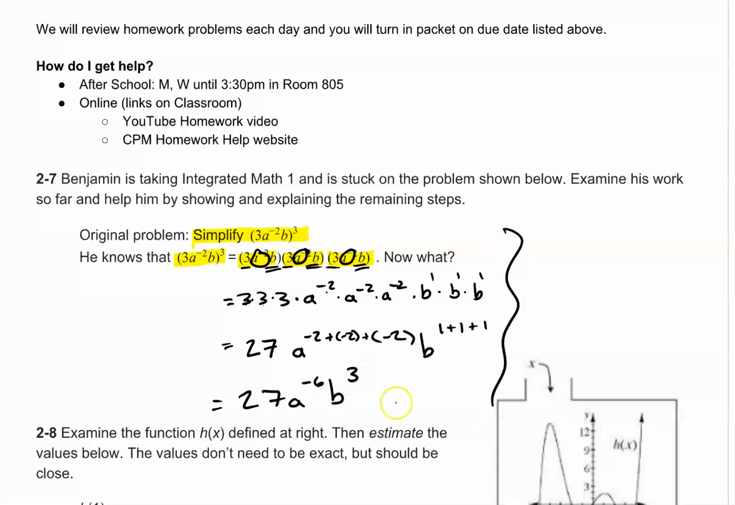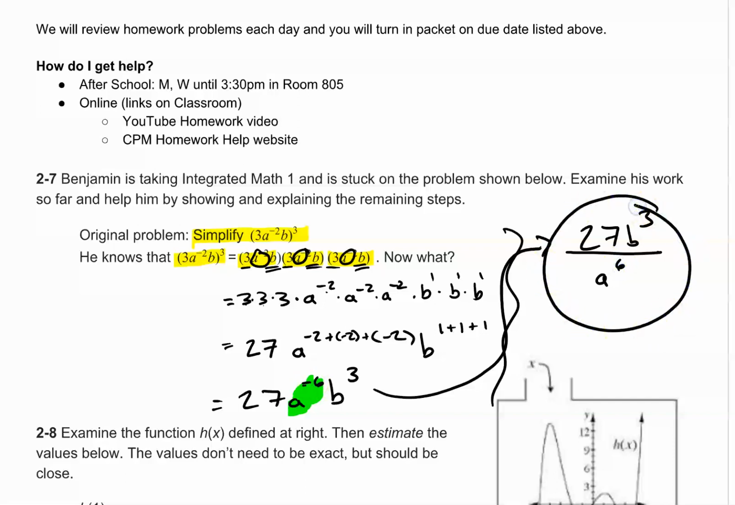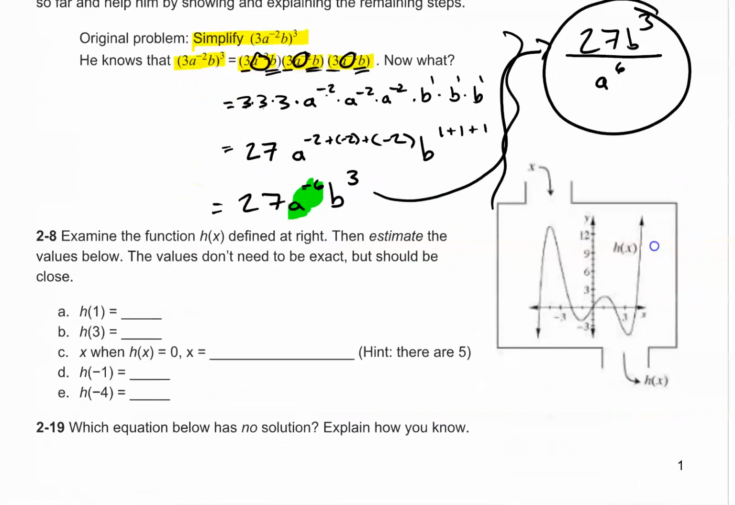Now there is actually one more step. You can't have negative exponents. That is a problem. So what you do is you make a fraction. 27B cubed, and what you do is you cross the line, change the little sign. So here's the little sign, that changes. Cross the line, change the little sign. There's your answer. Alright, 2-8.